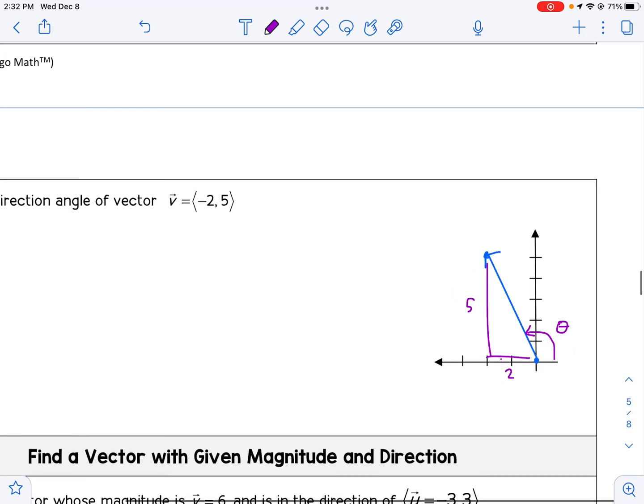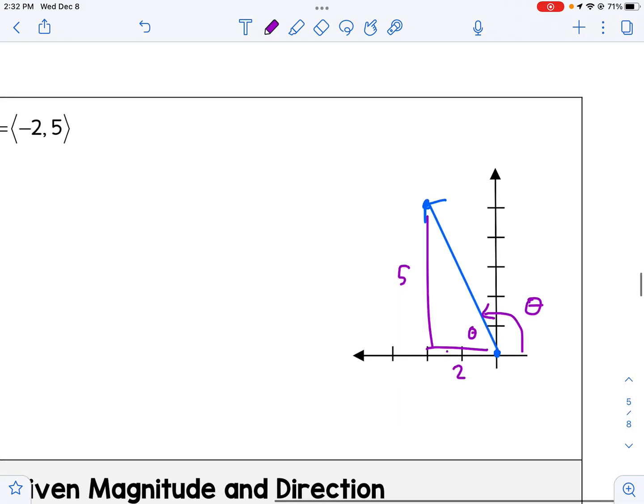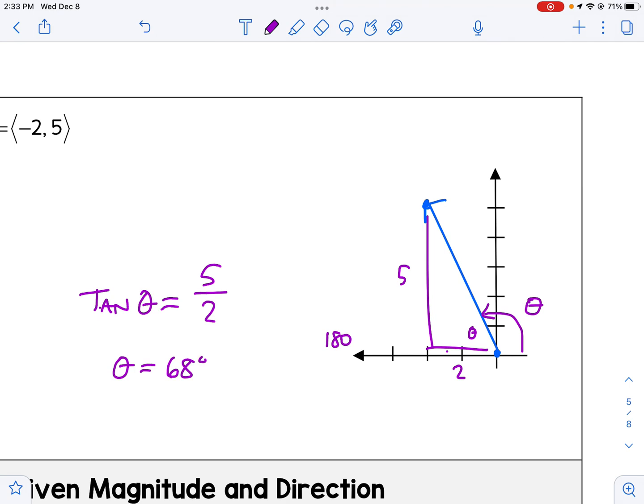Now, to find that angle, I'm going to find this little angle first. I'm going to use my knowledge of my coordinate plane, knowing that that's 180 degrees, to determine what that angle is. So tangent of theta equals opposite 5 over adjacent 2. And I'm going to do the inverse tangent there to get that angle measure. Make sure I'm in degrees. And what do I got here? 5 over 2, second tangent. So I get 68 degrees.